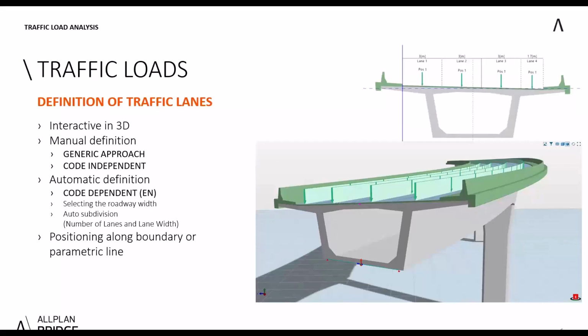You can arbitrarily define the lanes as you want, or in terms of Eurocode or AASHTO, we can also automatically distribute the lanes according to the code. There's just a tool where you just define the width of the roadway, and then also this definition of the lanes is done automatically.